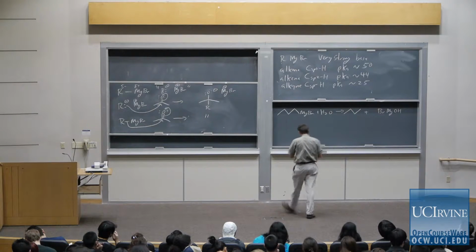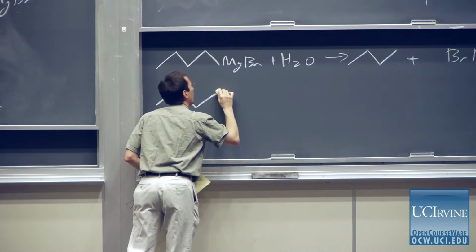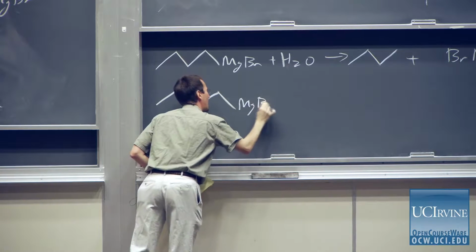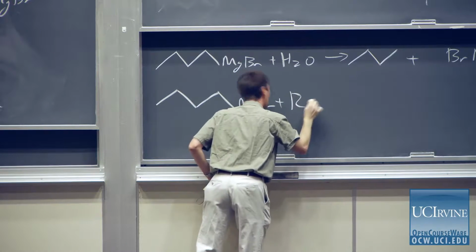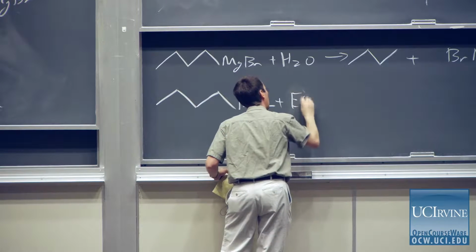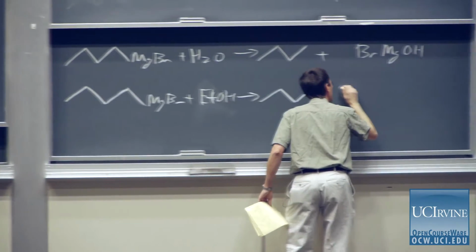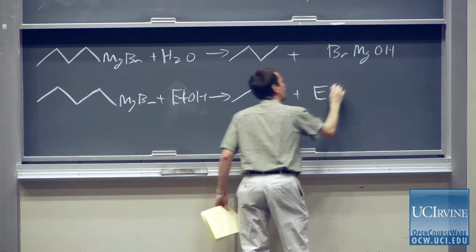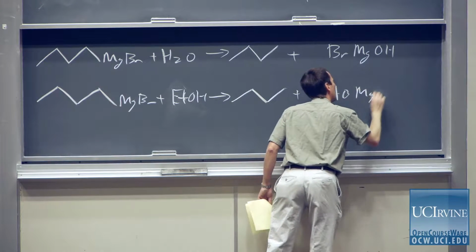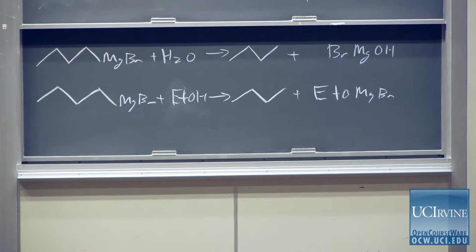And that's true whether it's with water or an alcohol. And so just by comparison, imagine for a moment I wrote, let me pick a particular alcohol. We'll pick ethanol as an alcohol. And so now we would get butane and ethoxy magnesium bromide. And of course, this would be the same with a carboxylic acid or just about anything that you would normally think about as even mildly acidic.